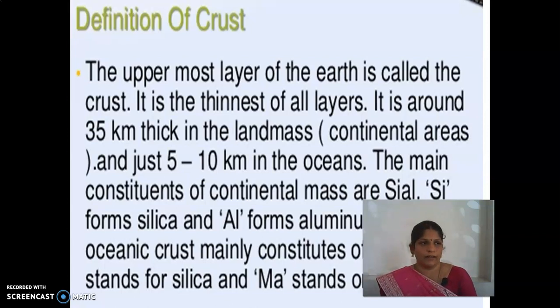Then the continental, normally the surrounding surface, is called Sial, that is silica and aluminium. Sial is continental crust. Continental means a huge mass of land. So Sial is continental crust, Sima means oceanic crust. Okay, children.